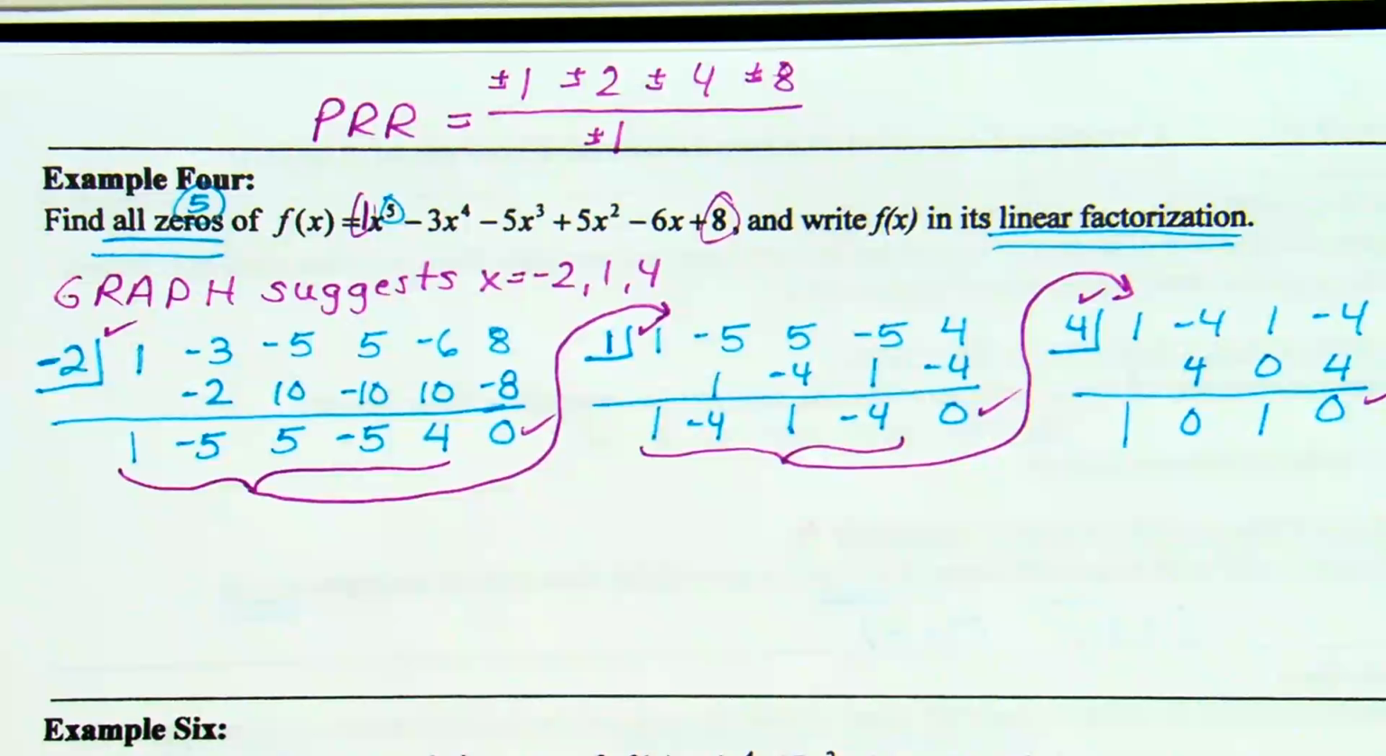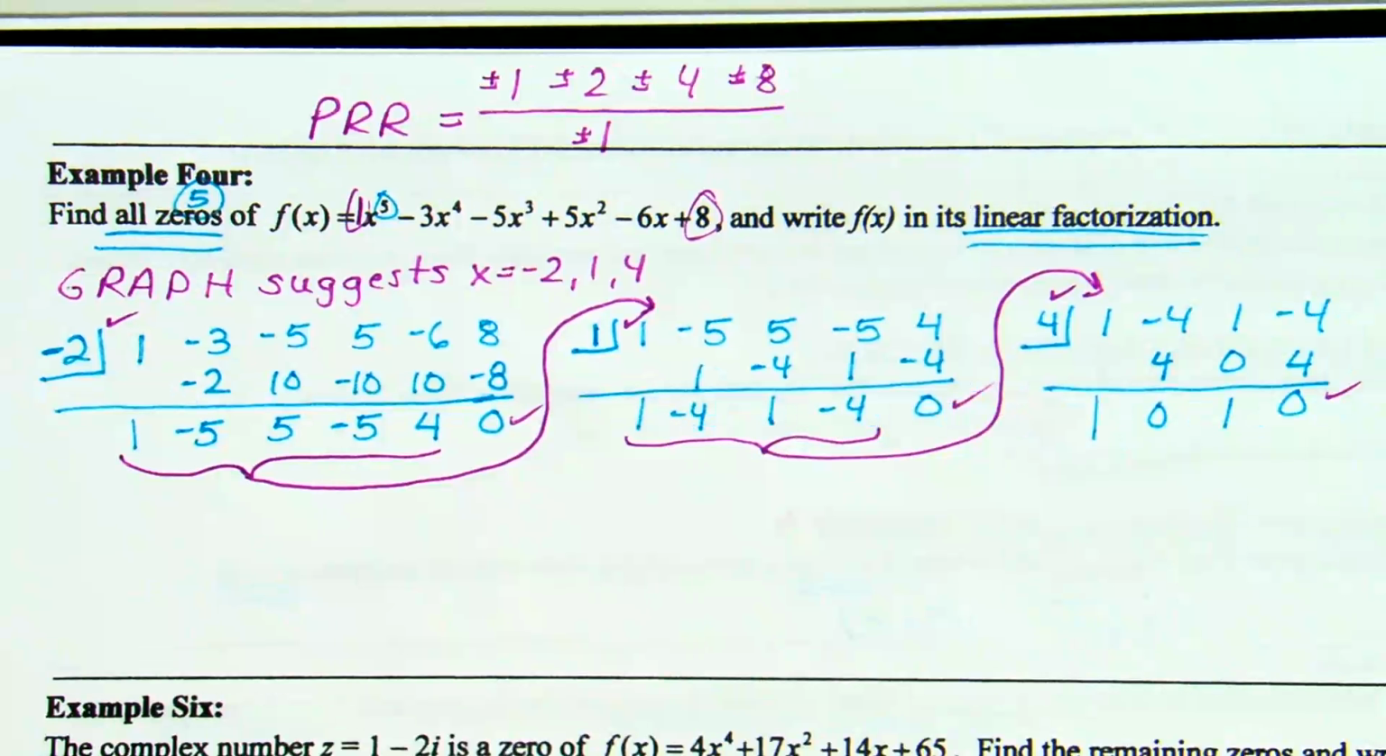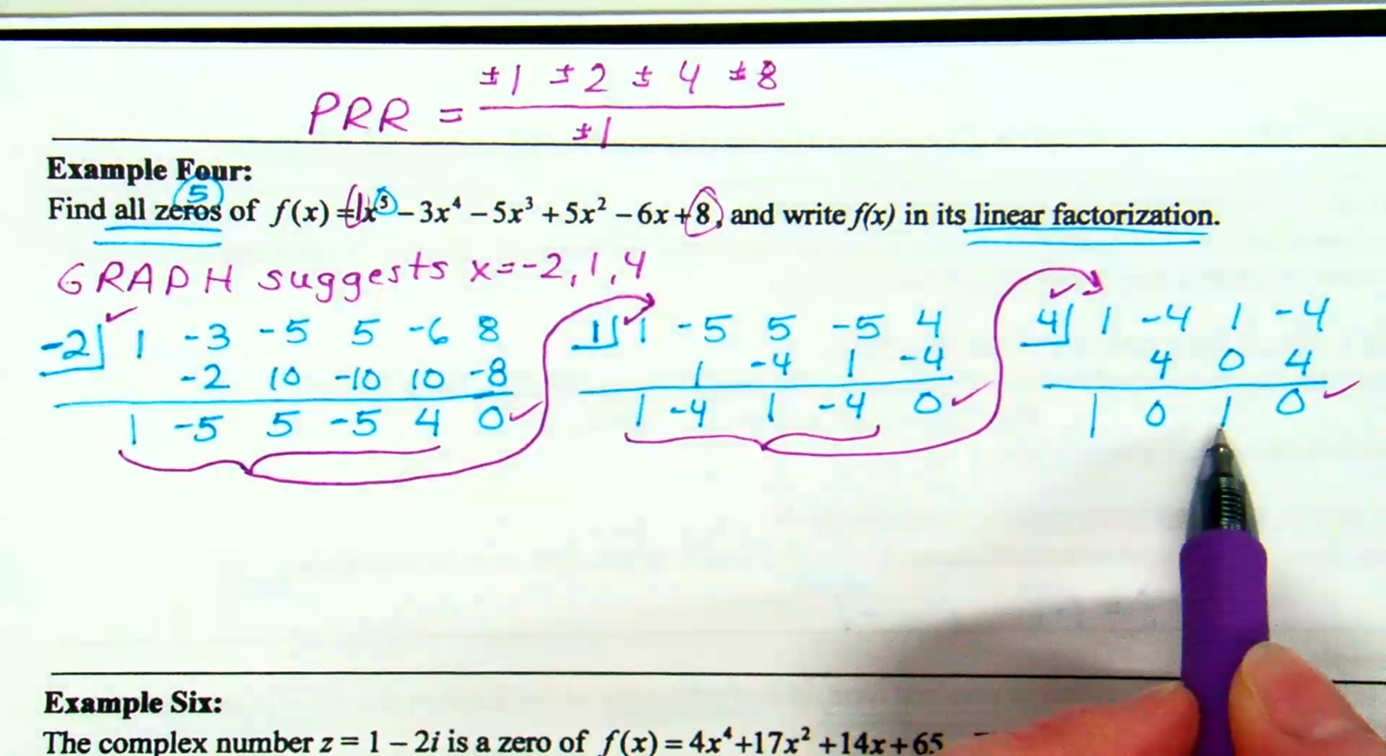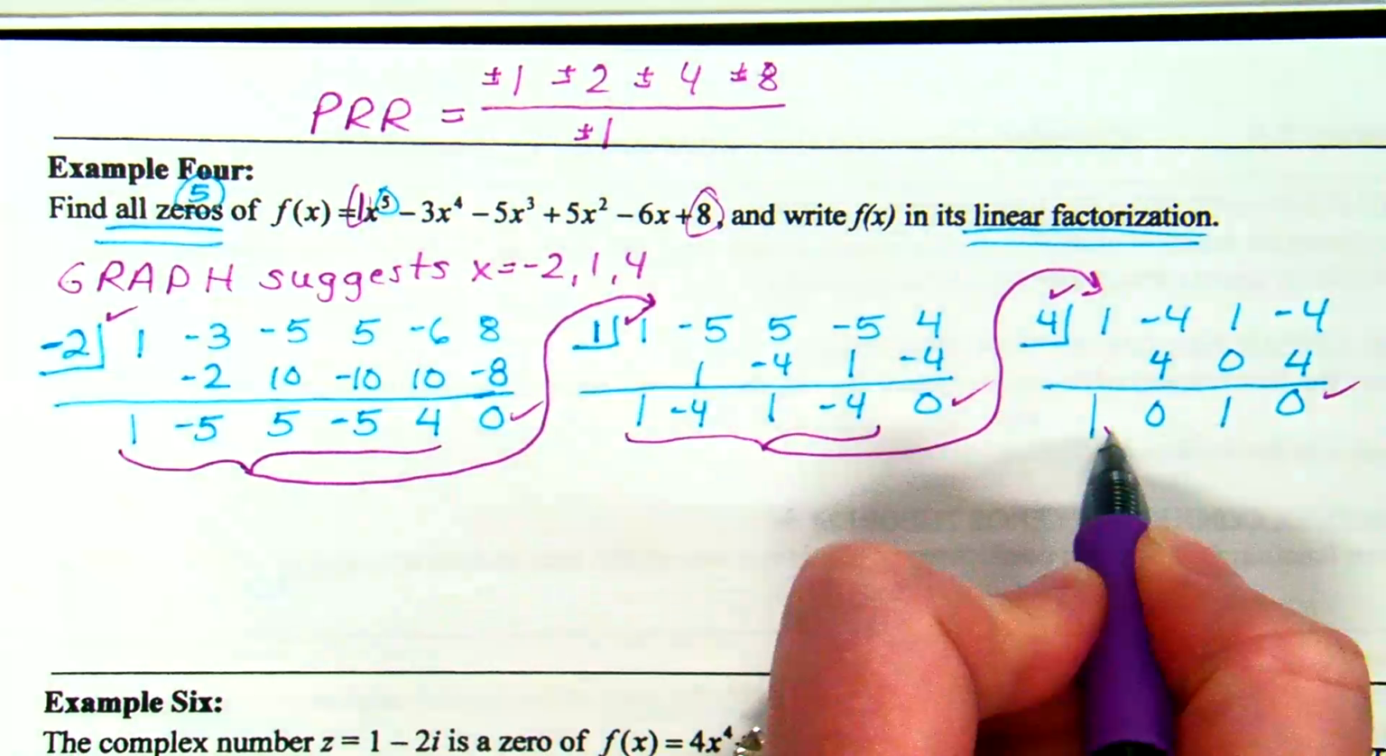Okay, so it wanted linear factorization, right? We have 3 zeros, so we can write those as factors. We need a total of 5. This is where, what do these remaining 1, 0, 1 mean? This is 1 x squared plus 0x plus 1.